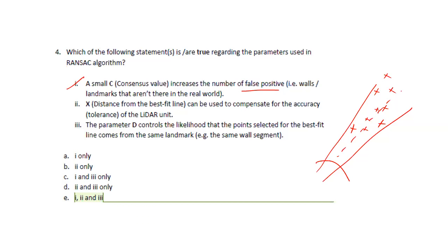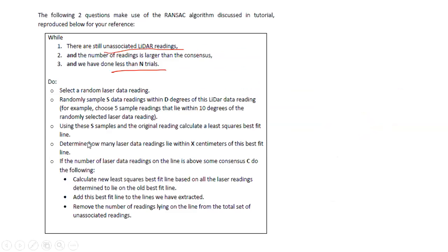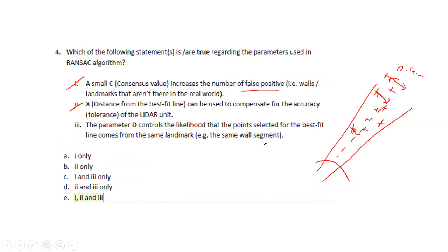And the parameter D controls the likelihood that the points selected for the best fit line come from the same landmark. So what is D? If you go back here, D is the degree, the angle for each reading that I'm going to get. So within that angle D, I want to be able to get the points and get the best fit line, correct?